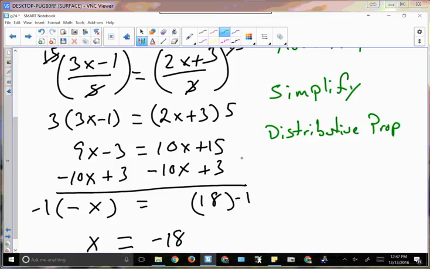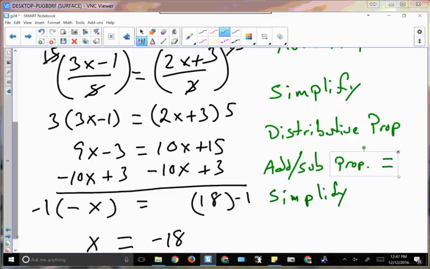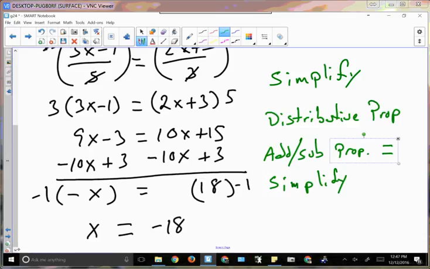Now what did I do here? Well, I added and subtracted, right? So could I write it as add slash subtract? Because it's basically the same thing, isn't it? Add, subtract, property of what? Equality. How did I get down here? I simplified again, didn't I? Then what did I do? Well, didn't I have to use the multiplication property of equality? There.